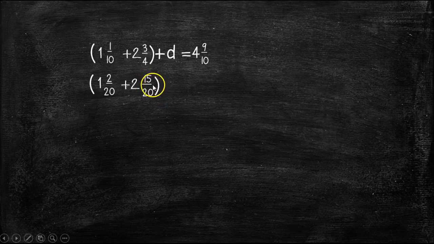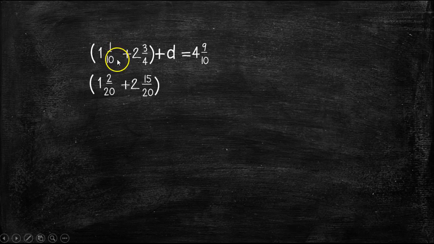And so remember, whatever you do to the denominator, you have to do to the numerator. In this case, to change the 4 to 20, we multiplied it by 5. So we do the same thing for the numerator. 3 times 5 is 15. Then over here, we multiplied the 10 by 2 to get 20.